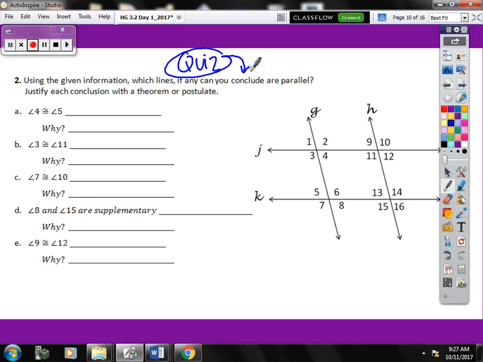Using the given information, which lines, if any, can you conclude are parallel? Justify each conclusion with the theorem or postulate. There's a possibility that you could say they're not parallel or not possible to conclude. So, same thing that we did on the last one, we're going to trace angle 4 and 5.